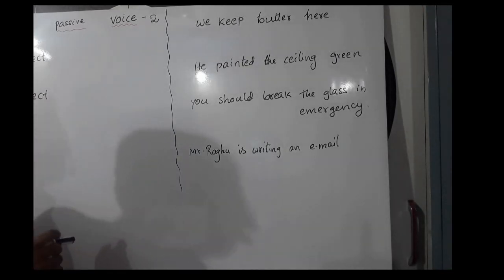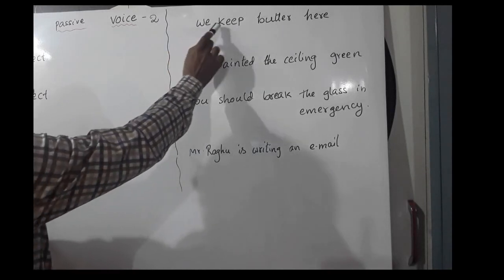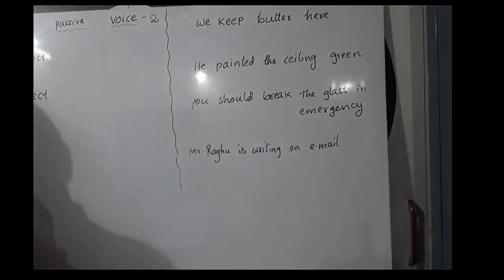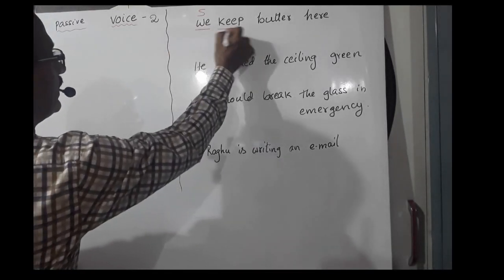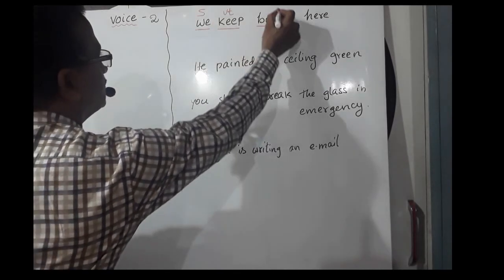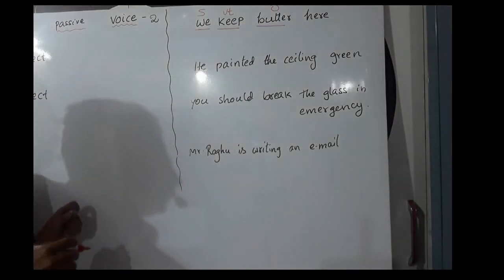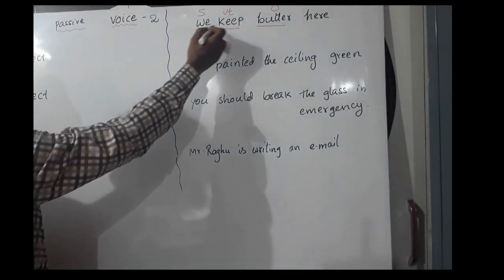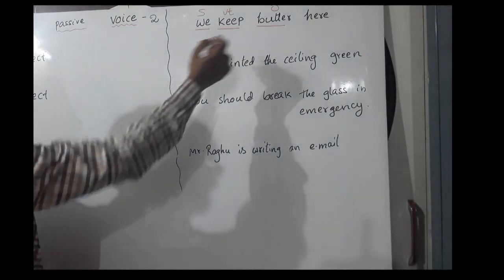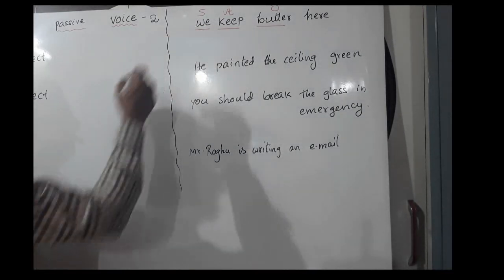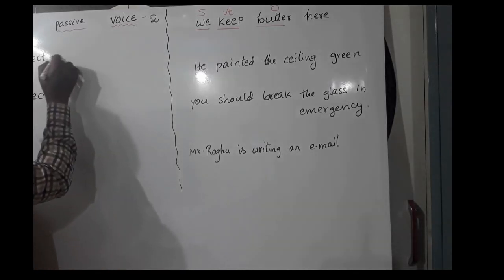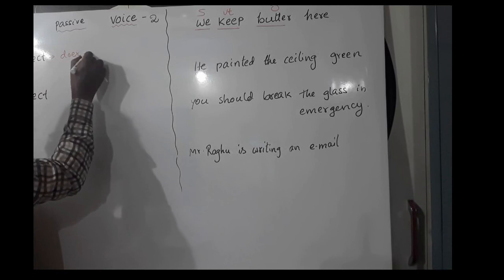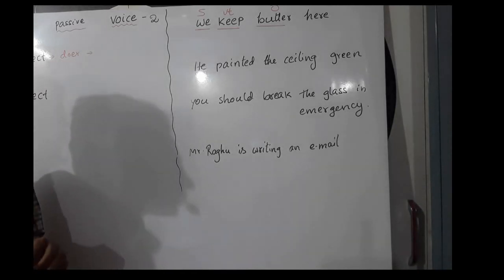Then what is subject? You observe this sentence. We keep butter here. We is the subject. Keep is verb transitive. Butter is object. This is the doer of the action. The subject means it is the doer of the action, or the noun or pronoun which we are speaking of is said to be subject.